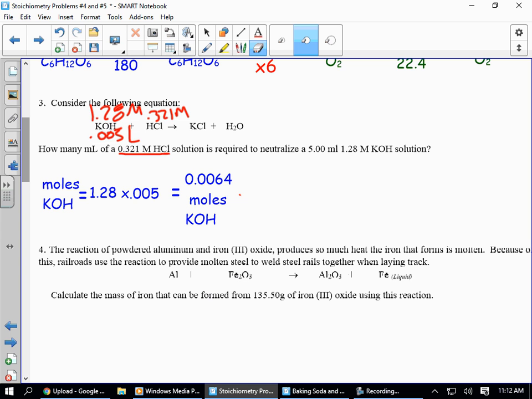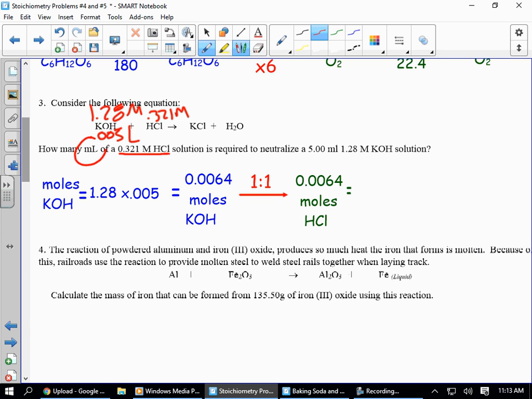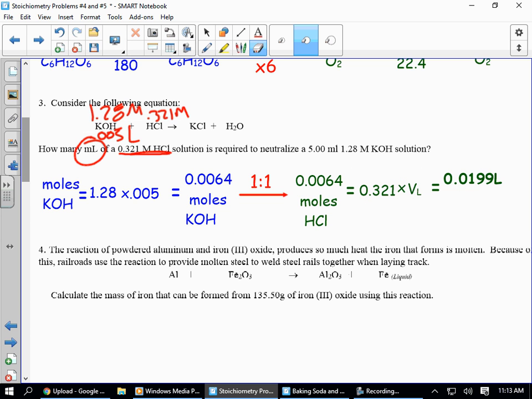Because it is balanced and written, it is a 1-to-1 ratio, so that's also how many moles of HCl I have. But the question wanted to know how many milliliters of that I would need. So I know the molarity of the HCl, I want the volume. When it comes out of my calculator, that's what my calculator reads. I'm going to move the decimal. So now I know how many milliliters of hydrochloric acid.